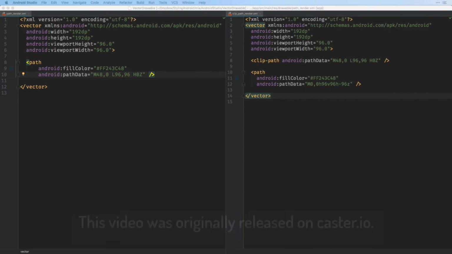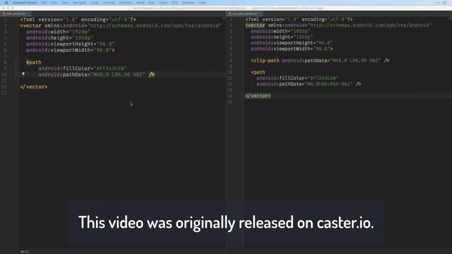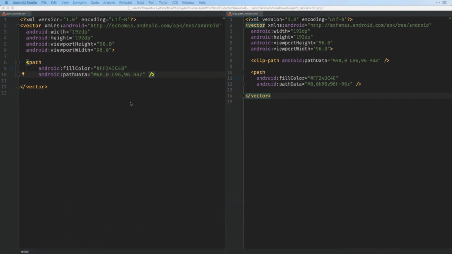Although both path and clip path elements accept SVG path data in their path data attributes, there is an important difference in how they are rendered. Clip path is rendered at pixel level, which means that any given pixel can either be painted or it cannot. If a given pixel falls within the path described in the path data, then it can be painted, but if it falls outside the path, then it cannot be painted.